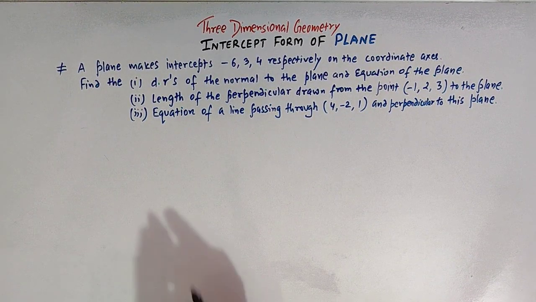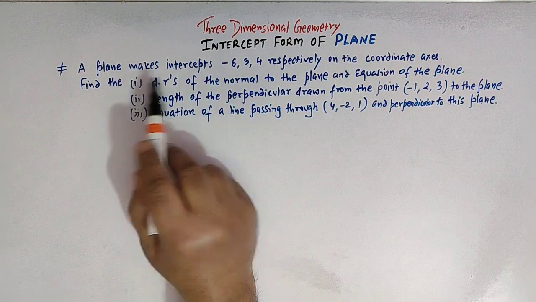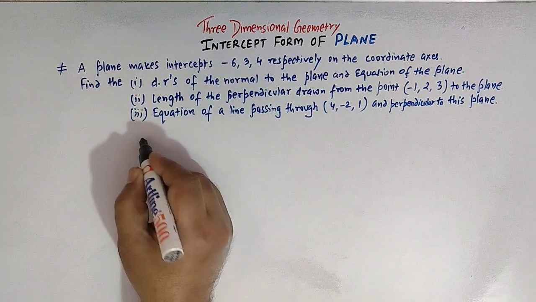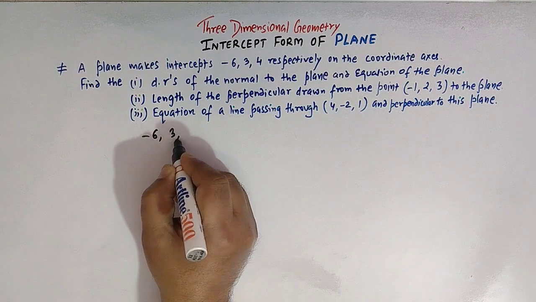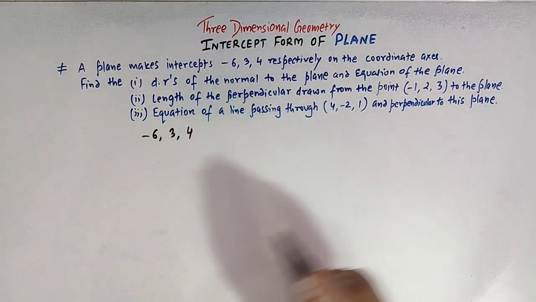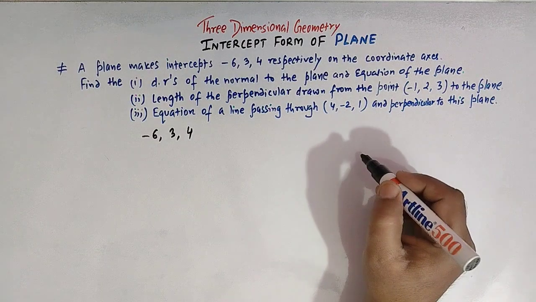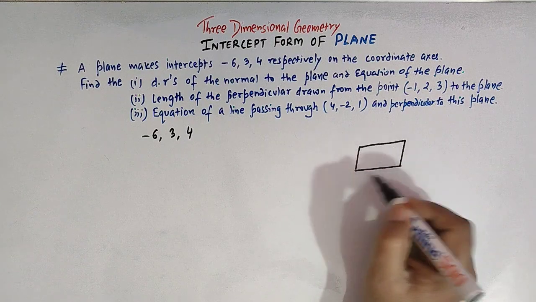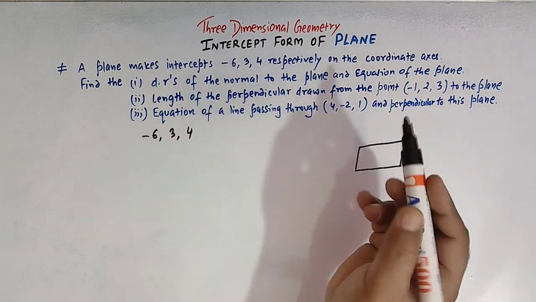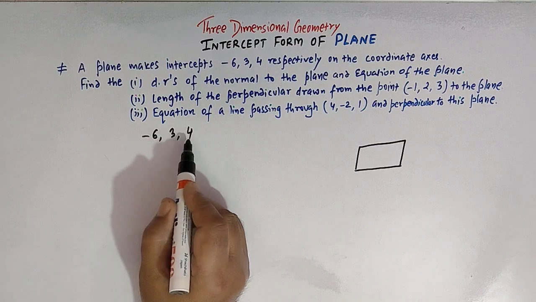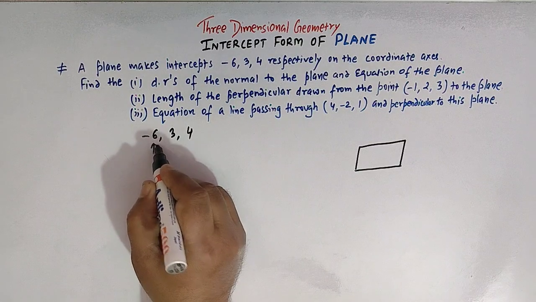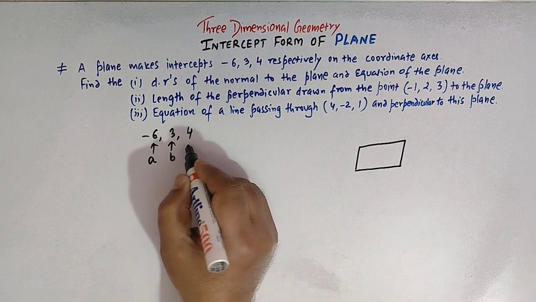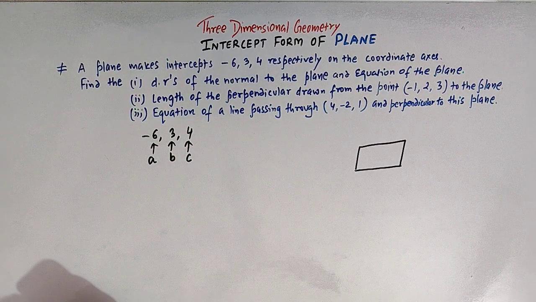So viewers, here we are given the length of the intercepts, that is -6, 3 and 4. So let us draw a rough diagram. Suppose we have a plane like this, and this plane makes intercepts on the coordinate axis as -6, 3 and 4. So let us take this intercept as a, this intercept as b, and this intercept as c.